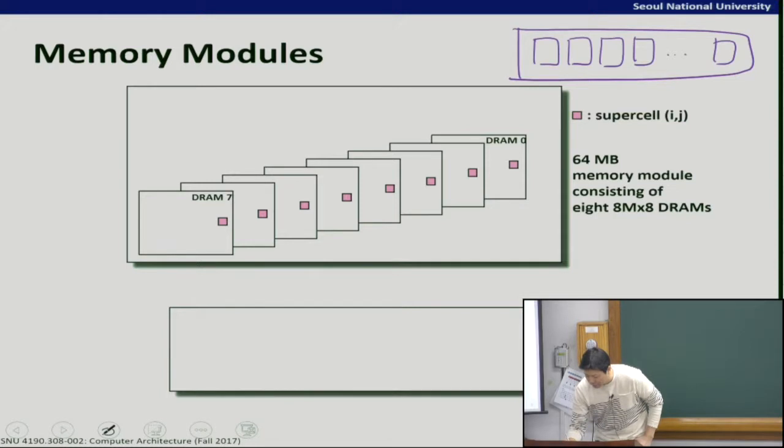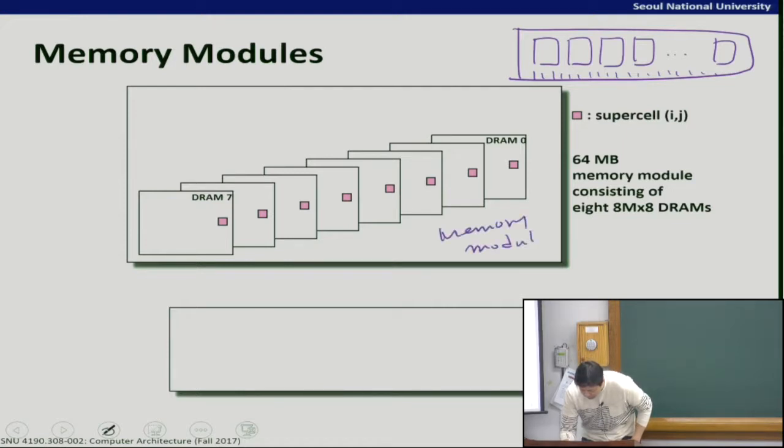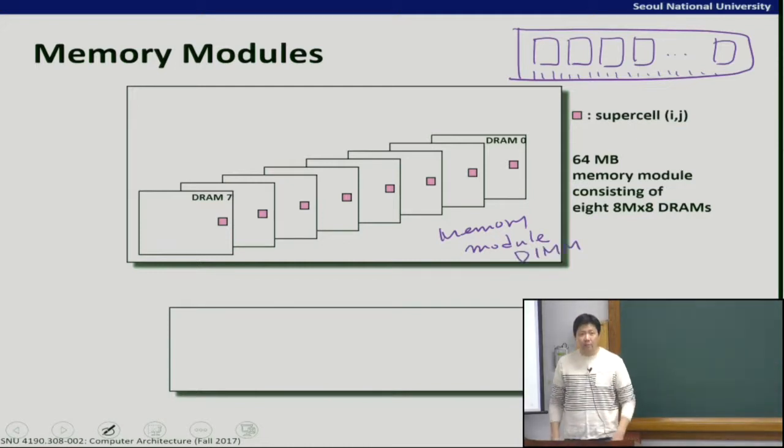You place this DRAM module into your motherboard, then you upgrade the memory, right? So this one is called a memory module, or it's also called a DIMM, Dual Inline Memory Module. This is called a DIMM. So once you have a DIMM, there are multiple chips.